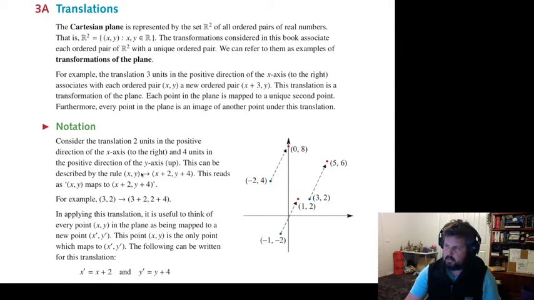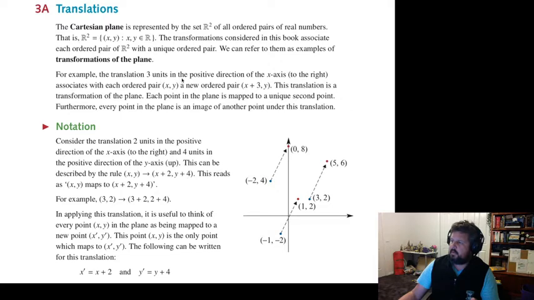With translations and transformations, these are some of the things that you need to be aware of. So again, if you've got an ordered pair, if it was translated 3 units in the positive direction of the x-axis, we know that means moving to the right. So again, here's your ordered pair. You've got your x and y coordinates.